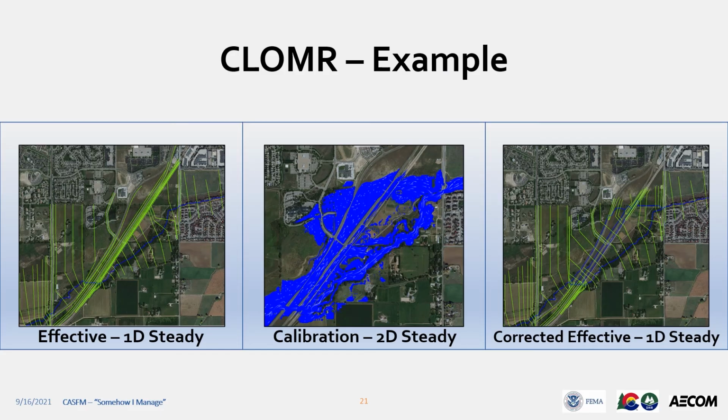AECOM recently worked on a CLOMR on a mountain stream that was generally pretty hydraulically complex. As an overview, the effective model for this reach was a 1D steady model, and to better evaluate this area, we used a 2D steady as well as a 2D unsteady model. And from these results, we were able to create a corrected effective model, which was 1D steady, using the information from our various 2D runs.